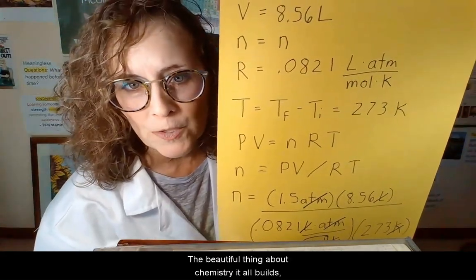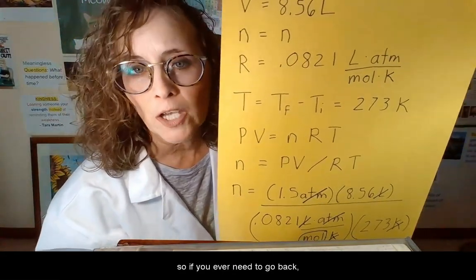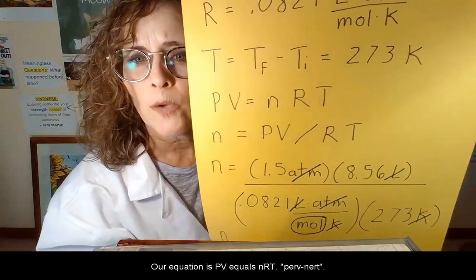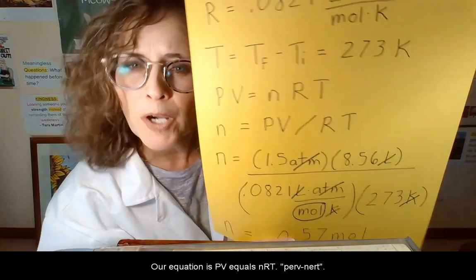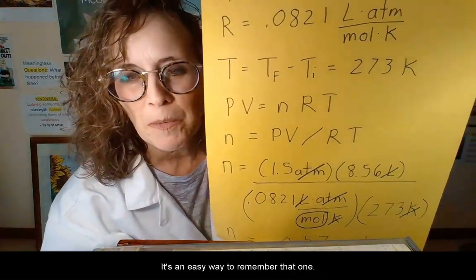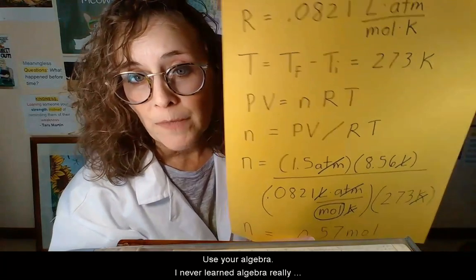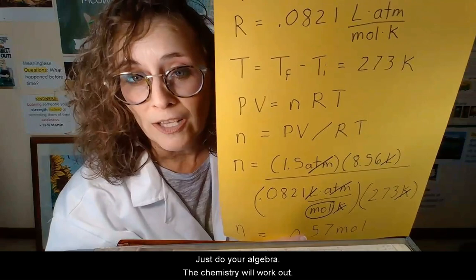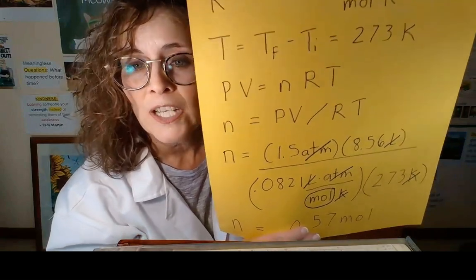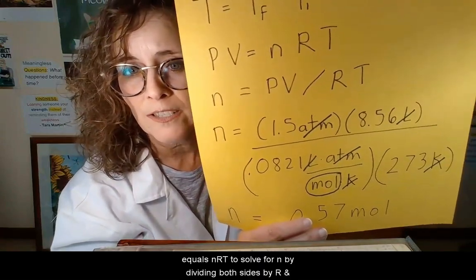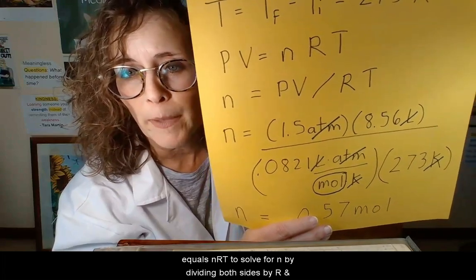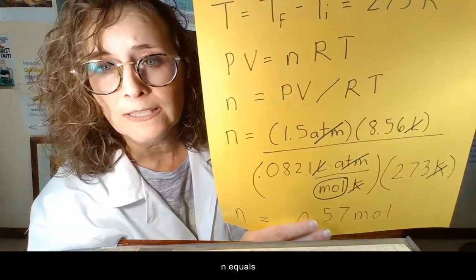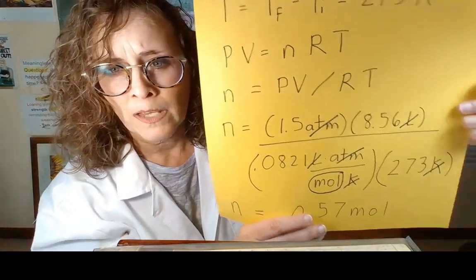The beautiful thing about chemistry, it all builds. So if you ever need to go back, do it. That's part of learning chemistry. Our equation is PV equals nRT, per nert. It's an easy way to remember that one. Use your algebra. I never learned algebra really until I started doing chemistry. Just do your algebra. The chemistry will work out. So I rearranged PV equals nRT to solve for n by dividing both sides by R and T. So the equation that's going to be helpful is n equals PV over RT.